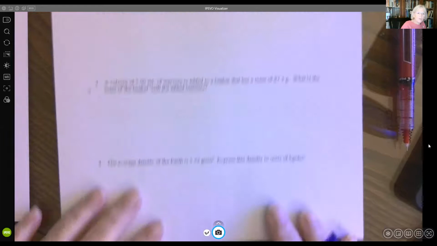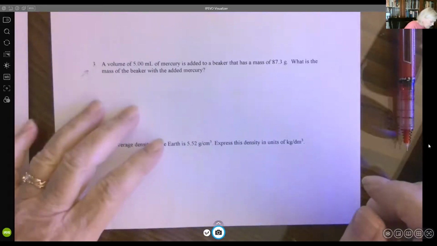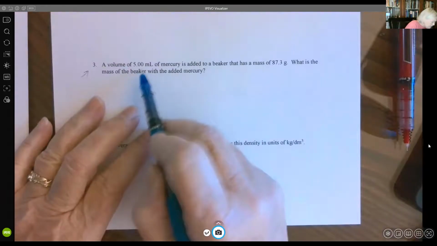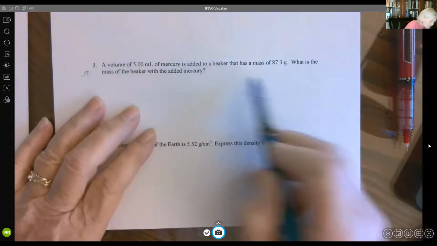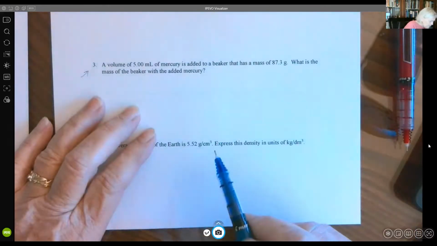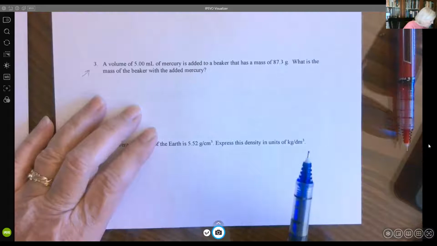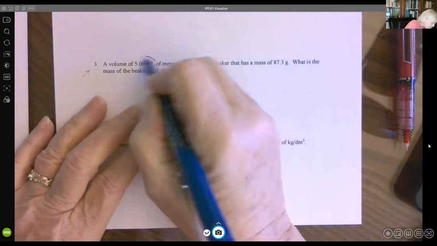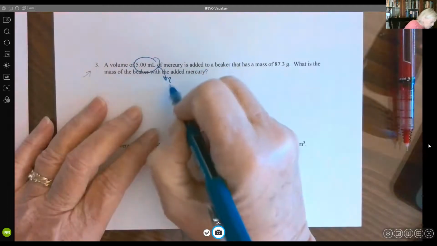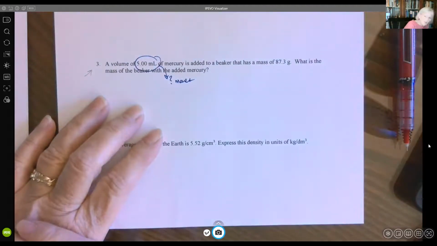Now I'd like to do number 3. Number 3 is interesting, and here is my lesson to point out here. For number 3, it says you have 5 mils of mercury, and you're going to put it into a beaker that already has a mass of 87.3. So how much does the beaker weigh after you add that much more mercury? Well, 5 mils of mercury is not a mass. I need to know what mass is in 5 mils. That's where I use the conversion.